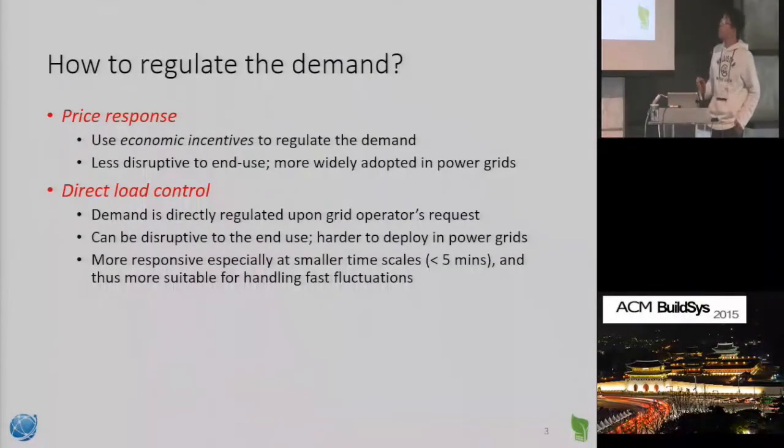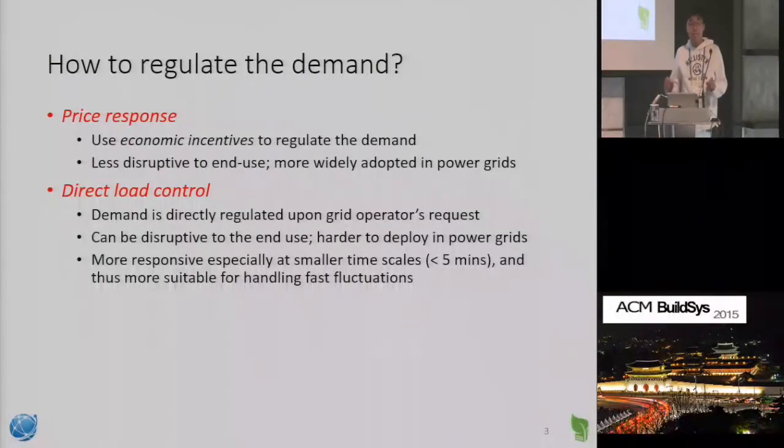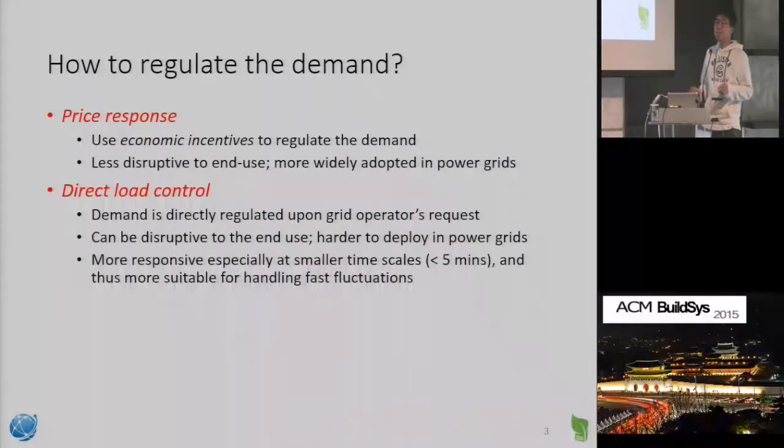And there are two basic mechanisms for regulating the demand. The first one, as its name suggests, price response, uses economic incentives to regulate the demand. It tends to be less disruptive to the end user because the users can adjust their power use according to the price, and is thus more widely adopted in today's power grids.